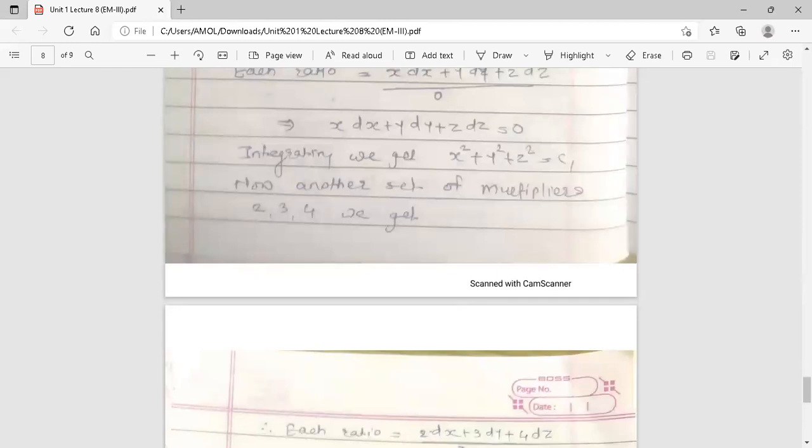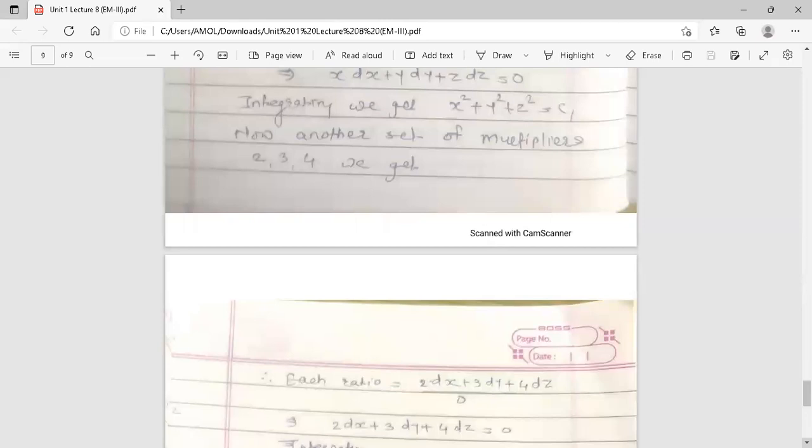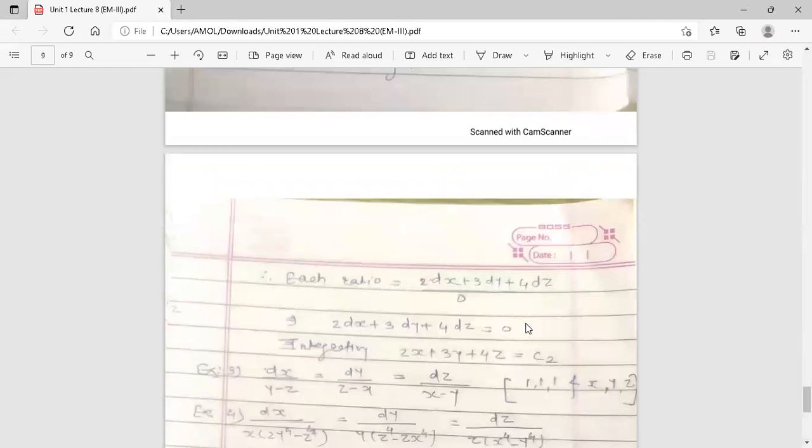Now the denominator is 0. You multiply the numerator also by these multipliers 2, 3, 4, and you do the addition of all the terms. So we have the addition 2dx plus 3dy plus 4dz upon 0. So the denominator is 0, so the numerator term is also 0. So 2dx plus 3dy plus 4dz is equal to 0. Now variables are separated here, so integrating we get 2x plus 3y plus 4z is equal to C2. Okay, so this is the second set of solution.